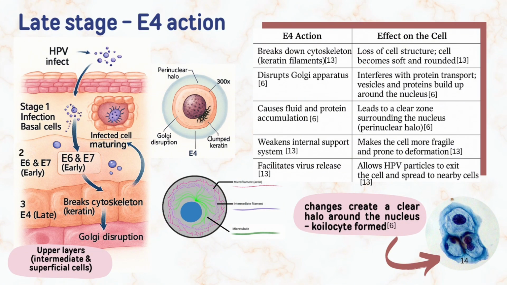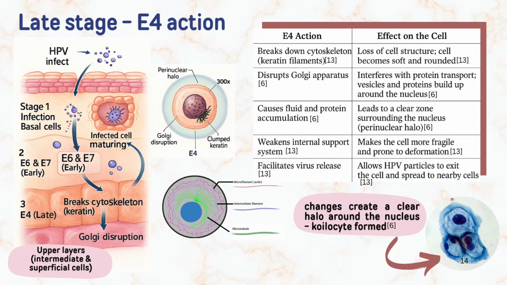Next, it disrupts the Golgi apparatus. The Golgi is like the post office of the cell. It packs and sends out protein. If it is disrupted by E4, proteins and vesicles get stuck inside the cell, especially near the nucleus. This leads to swelling and congestion in the perinuclear area.